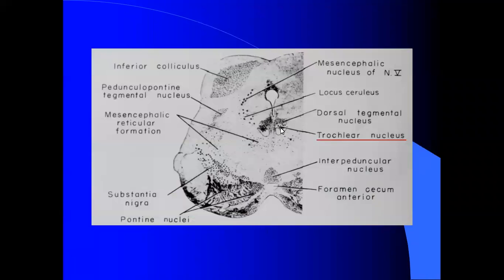All of these nuclei are quite discrete and easily recognized. And here's a trochlear nucleus right here. We're also going to be talking about the dorsal tegmental nucleus. We'll come back to that character later.